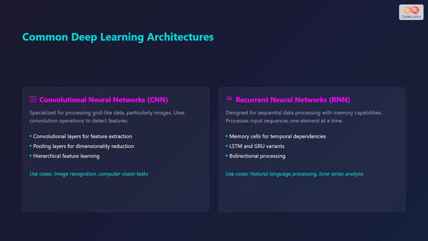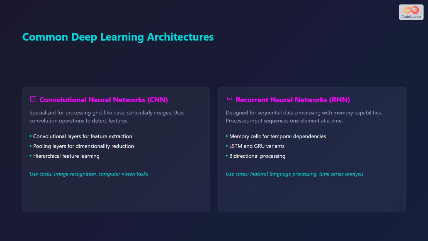Let's explore some common deep learning architectures. First, we have convolutional neural networks, or CNNs, which are specialized for processing grid-like data, particularly images. They use convolution operations to detect features. Key features include convolutional layers for feature extraction, pooling layers for dimensionality reduction, and hierarchical feature learning. CNNs are commonly used in image recognition and computer vision tasks.